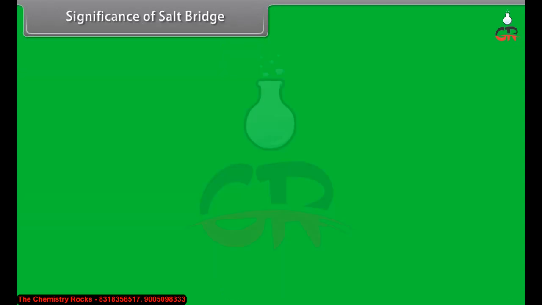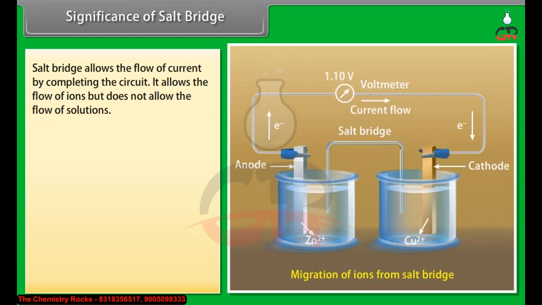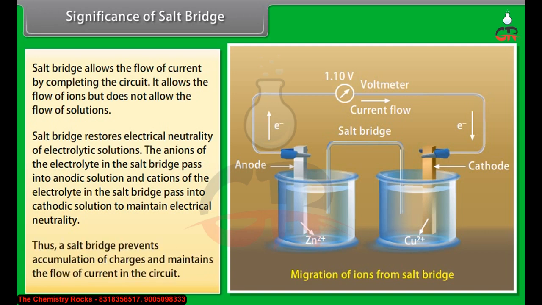Significance of salt bridge. The salt bridge allows the flow of current by completing the circuit. It allows the flow of ions but does not allow the flow of solutions. The salt bridge restores the electrical neutrality of electrolytic solutions. The anions of the electrolyte in the salt bridge pass into the anodic solution and the cations of the electrolyte in the salt bridge pass into the cathodic solution to maintain electrical neutrality. Thus, a salt bridge prevents accumulation of charges and maintains the flow of current in the circuit.